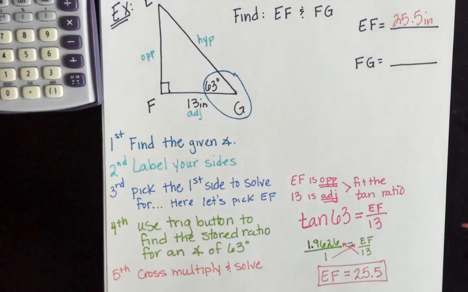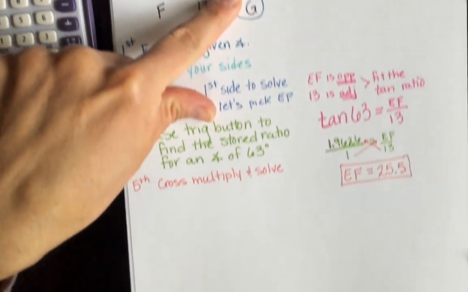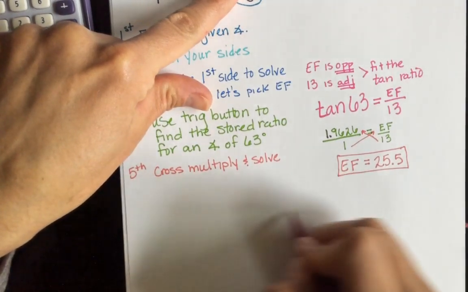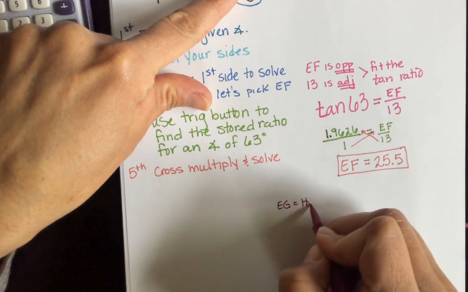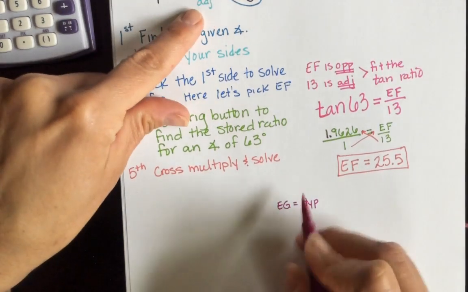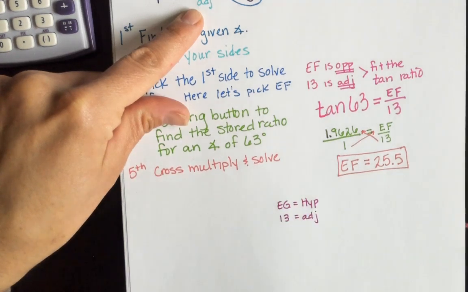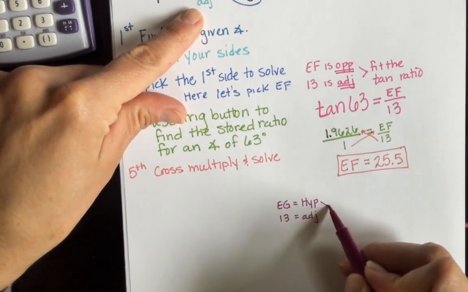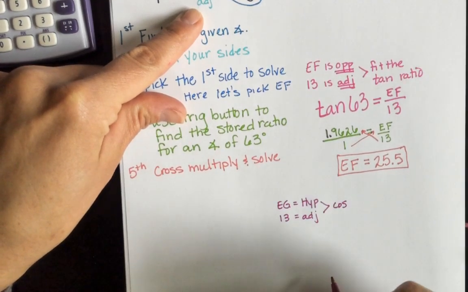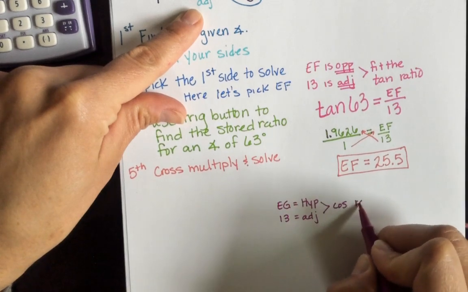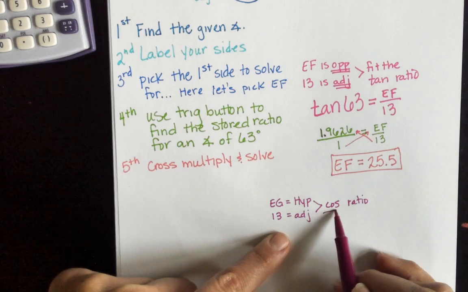I'm going to figure out what trig function fits EG. Well, if I want to solve for EG, EG is the hypotenuse. 13 was our adjacent side. Hypotenuse and adjacent fit cosine. So I've now determined that I want to use cosine.